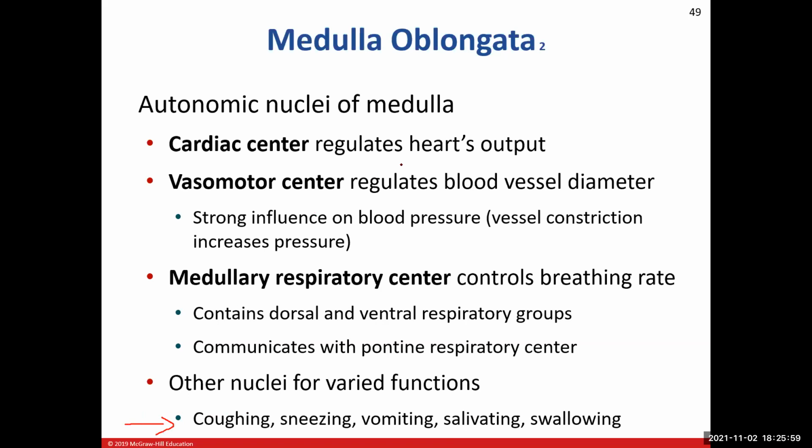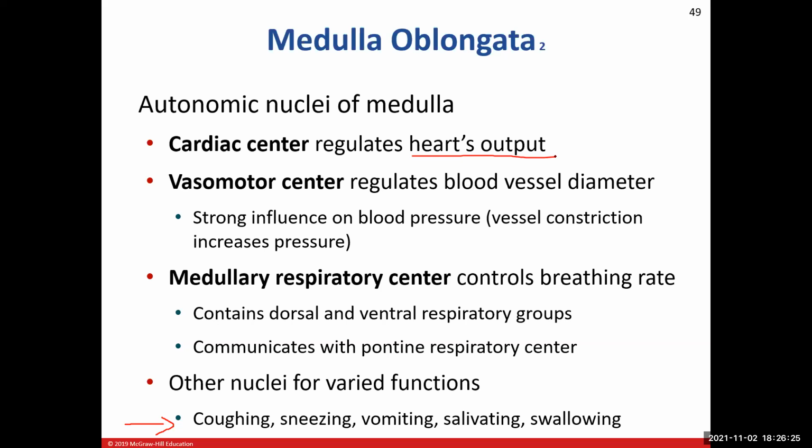All right, so of course the cardiac center is going to regulate your heart's output. Now you're going to learn in 211 how we measure that and what exactly the output is, okay? Your heart rate and how forcibly your heart contracts affects its output, how much blood it's putting out. Well, the cardiac center regulates all that. It can increase the output or it can decrease the output.